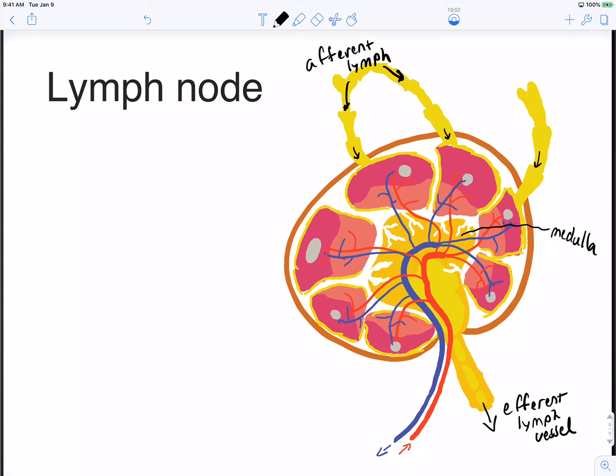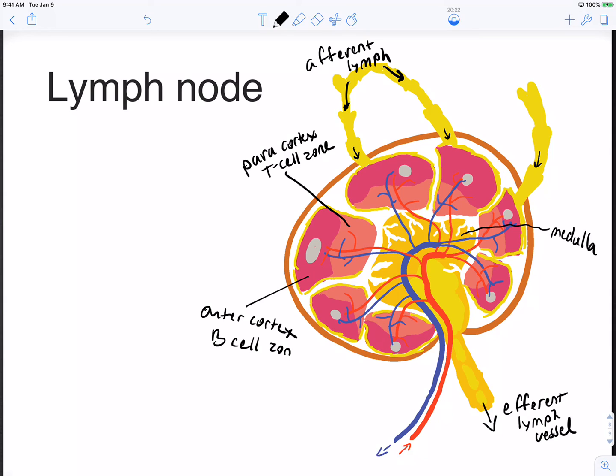And then you have, of course, your outer cortex, which are your B cell zones. Okay, and then you have your paracortex. So this lighter pink here. And that's going to be your T cell zones.